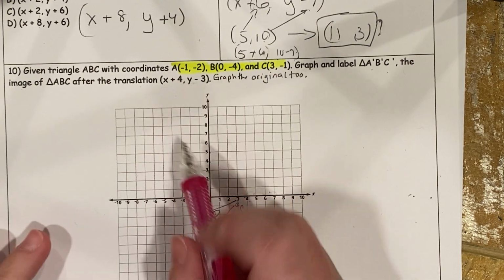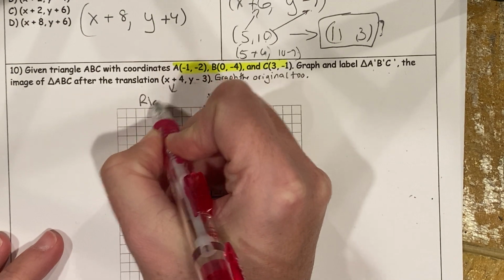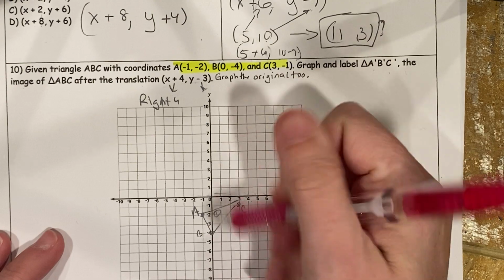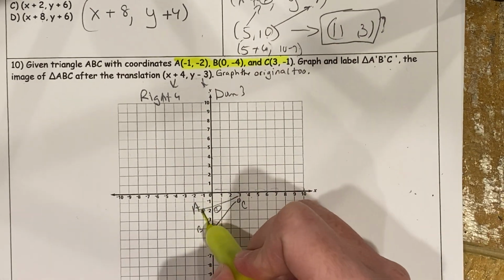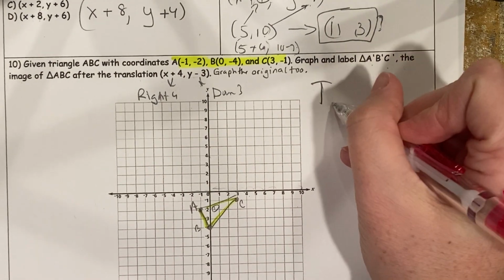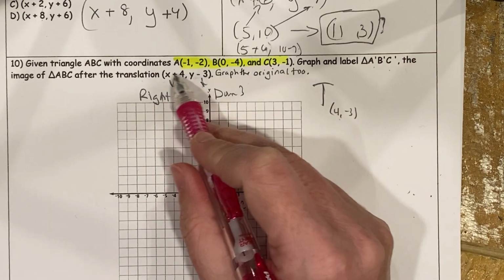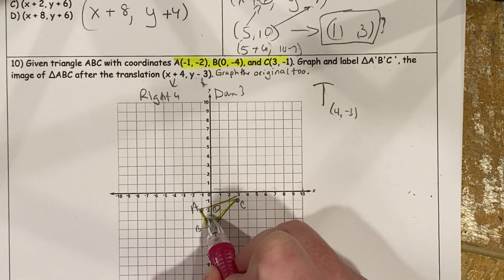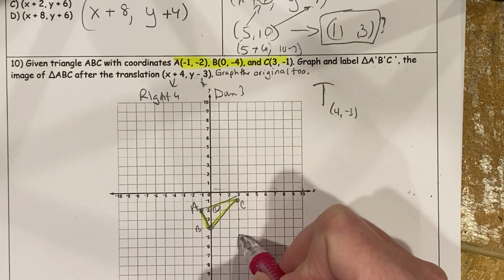This is what's on your homework as well. Anything positive for X is going to be to the right. So this is going to be right 4. Anything negative on the Y is down. So this is going to be down 3. So you're going to take this original ABC and apply this to it. Okay, remember, this could also have been written this way, in that even shortened way. Okay, this is the same thing as this. That's the same thing as that. So take each point. We're going to go right 4. 1, 2, 3, 4. And we're going to go down 3.